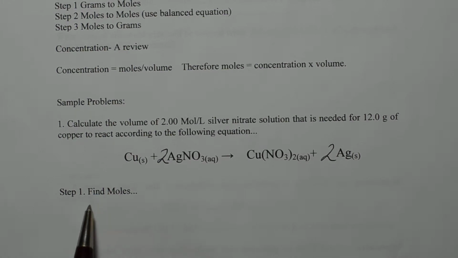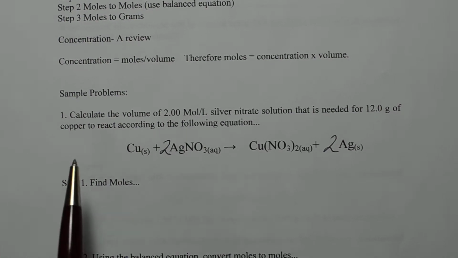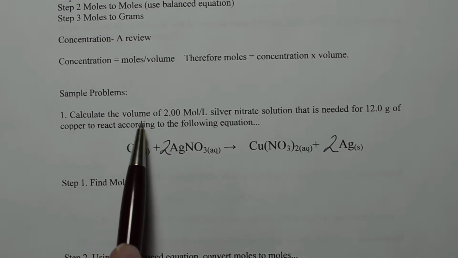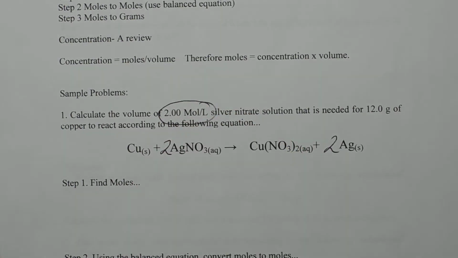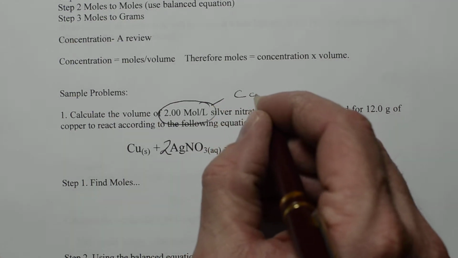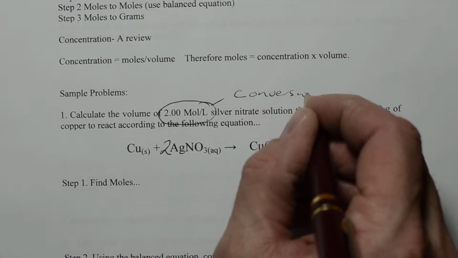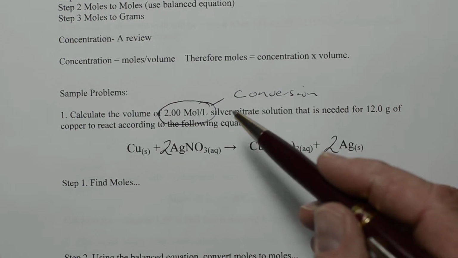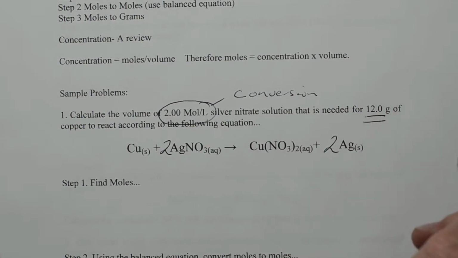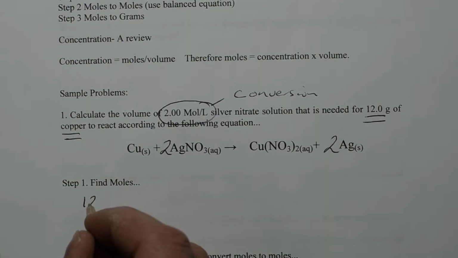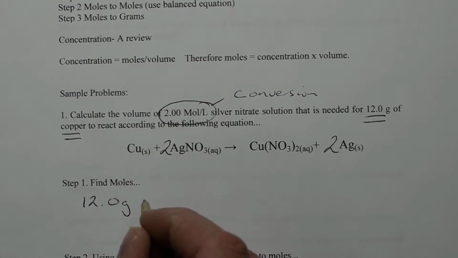First step, as you might expect, we have to find the number of moles. Now let's go back to the question itself and see what we have to pull out of it. Calculate the volume of 2 mole per liter solution. Now this, you never start with. That is your conversion factor, okay? And that you're probably aware of already. Anyway, let's keep going. Silver nitrate solution that's needed for 12 grams of copper to react. So that's what we're going to start with. So 12.0 grams of copper.